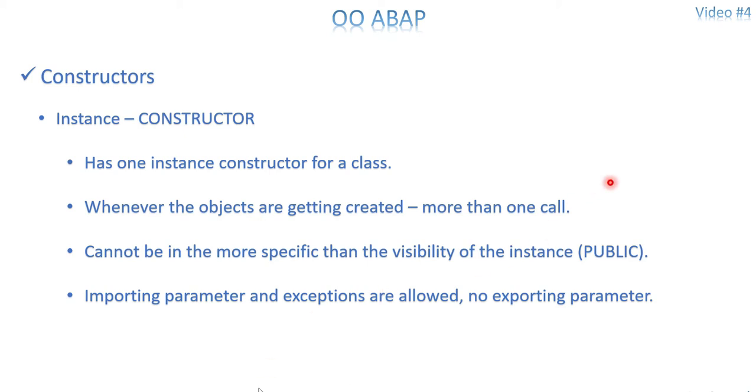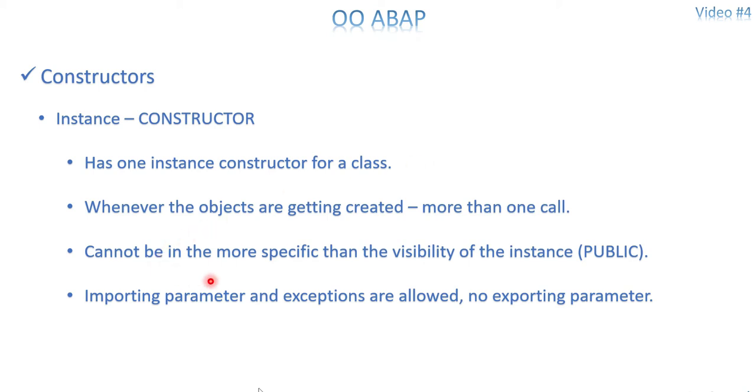Here, more than one call happens if I create multiple objects. If I create three different objects for the same class, then the constructor is going to be called three times. Every object is going to trigger the constructor method to execute.